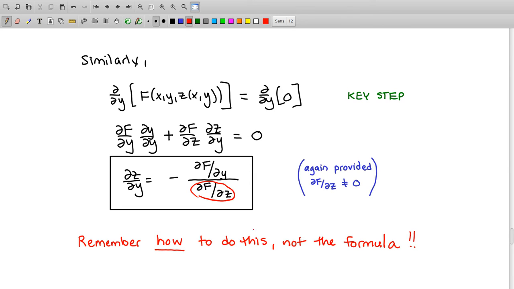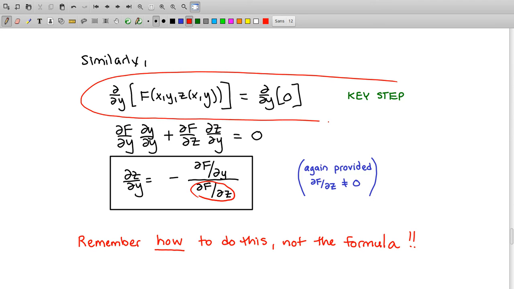Again, I say this all the time, but please don't try to remember this formula. You might forget the minus sign. You might forget which order they go in, which one's on top, which one's on bottom. Really remember this process here that's labeled key step. If someone says implicitly differentiate z with respect to x, z with respect to y, this process is how you do it, and that's the thing you should try and remember.